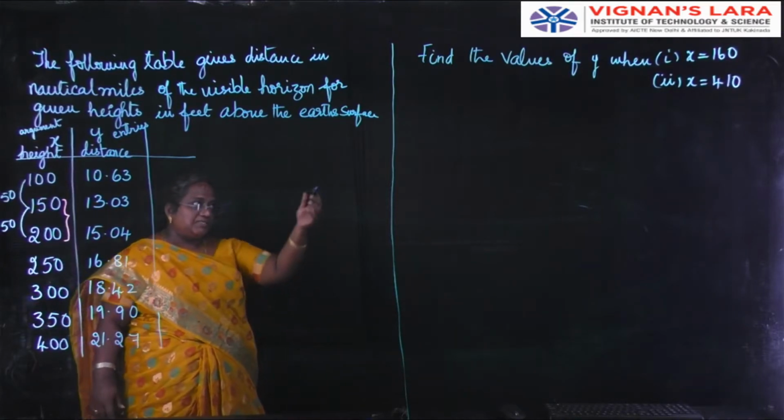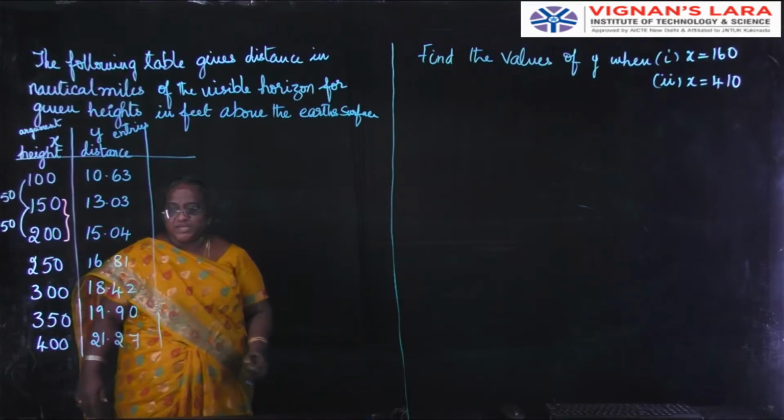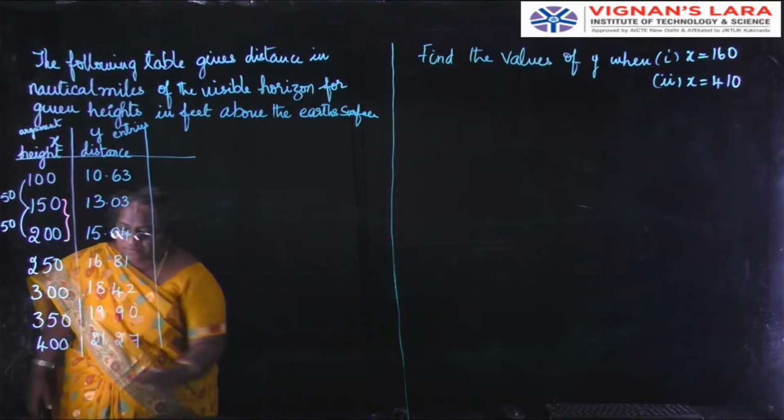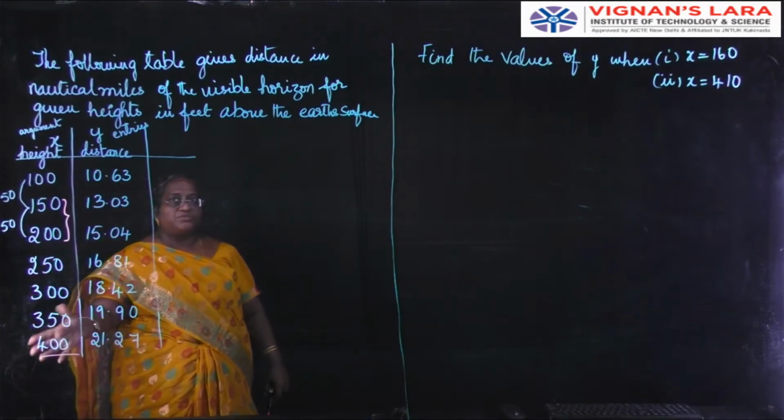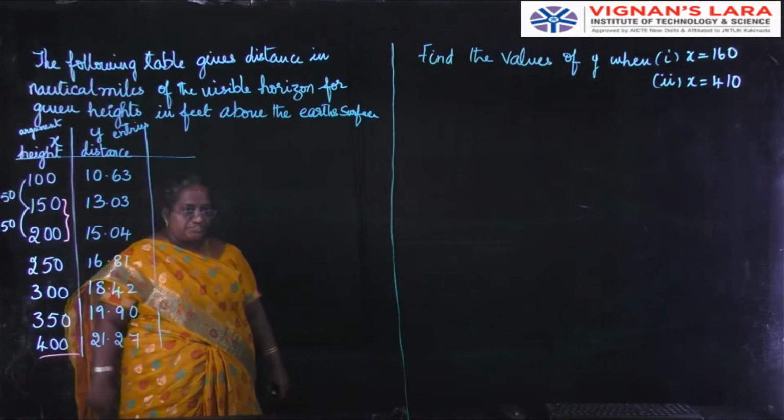Now see the second case, x is equal to 410. Where is 410? At the bottom of the table. 410 is at the bottom of the table. So for this we have to use Newton's backward interpolation formula.